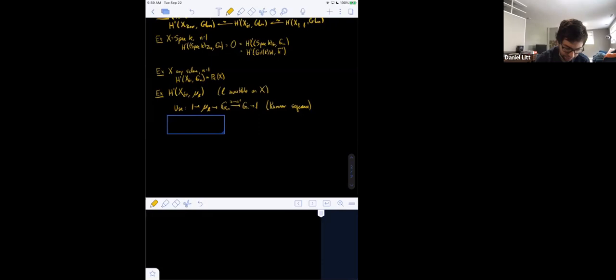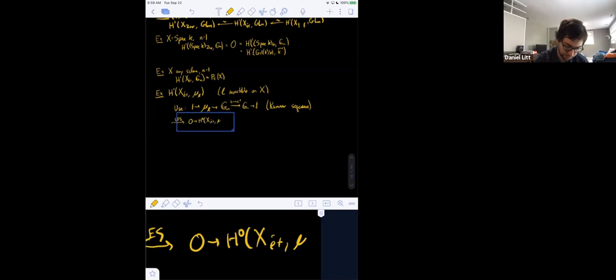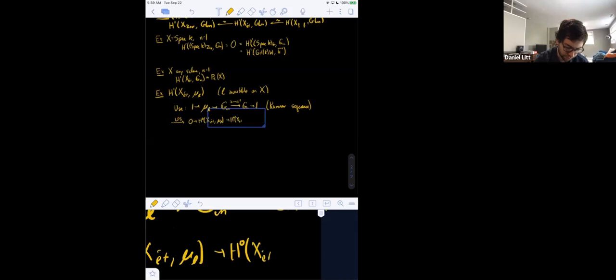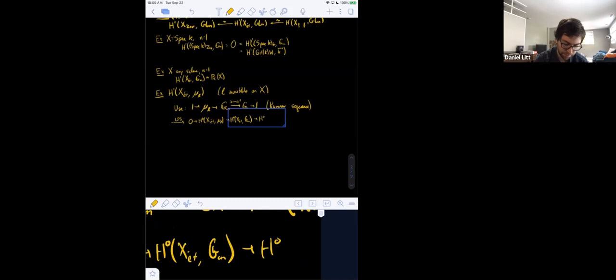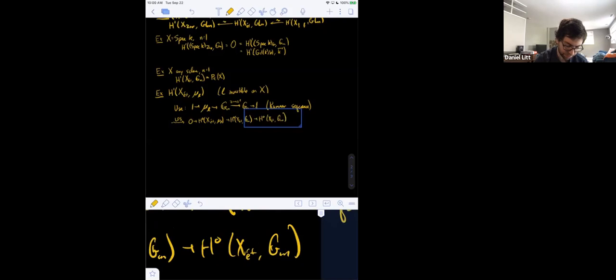Okay, so what does this give us? This gives us a long exact sequence in cohomology, right? If we have a short exact sequence of sheaves, we get a long exact sequence in cohomology. And what does that sequence look like? So we get zero, H0 of X étale with mu_L coefficients. That goes to H0 of X étale with G_m coefficients. That's something we know, that's just invertible functions on X. Then to H0 with G_m coefficients again. So this is just multiplication, taking things to the Lth power.